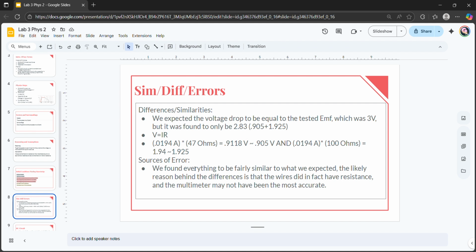Alright, so sources of error. Everything was pretty similar, honestly. It was a pretty good finding. And the likely reason behind the differences is that the wires do have resistance, and the multimeter may not have been that accurate.